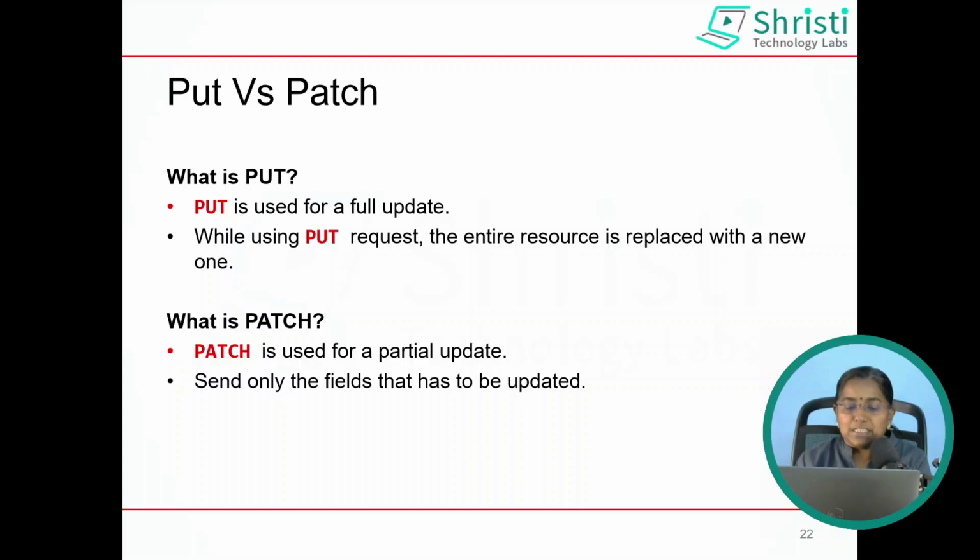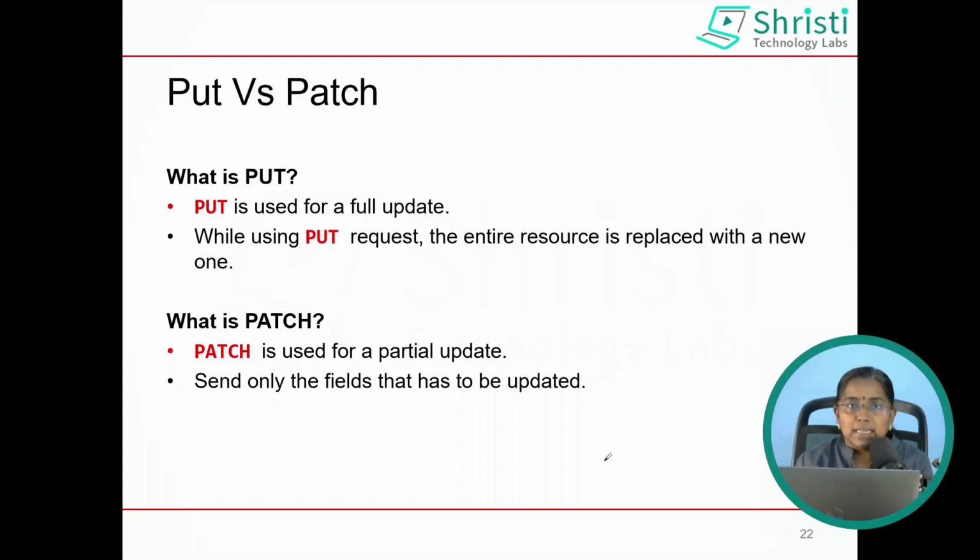Then what is patch? Patch is also a HTTP method. It is used for partial update. Whenever you want to update only one or two properties, in that scenario you will be using patch update, as in, send only the properties that have to be updated in the backend. For example, in my application, I want to update only the email and city of the user. In this scenario, it is better to use patch mapping rather than put mapping.